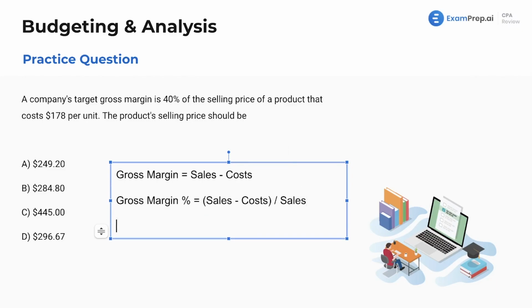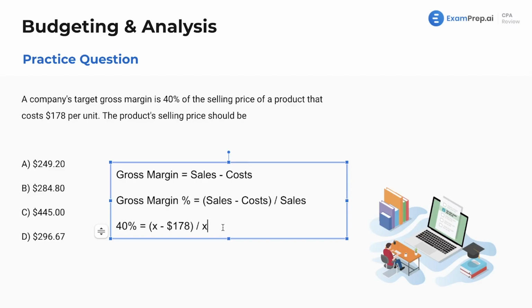And here we see that 40% equals the selling price of a product that costs $178. So equals X minus 178 divided by X. Just plug and chug with these formulas. Gotta love them, right? Okay, so how do we go from here? Well, this actually takes a little bit more thought than just plug and chug.